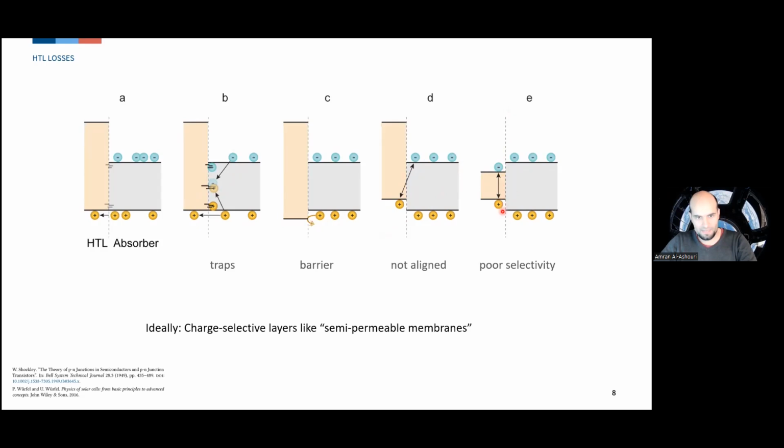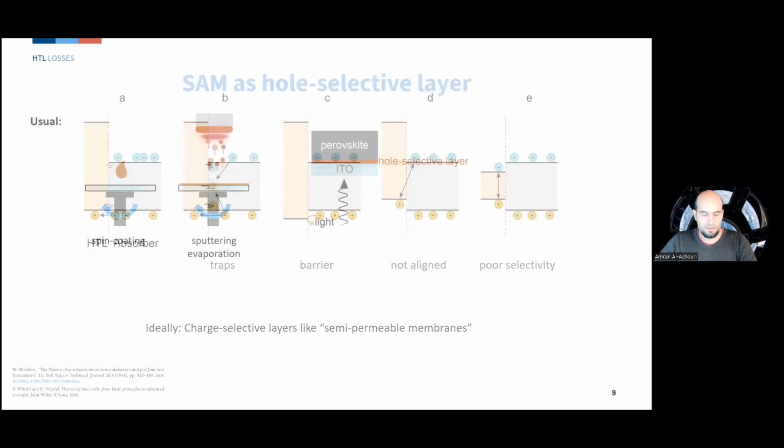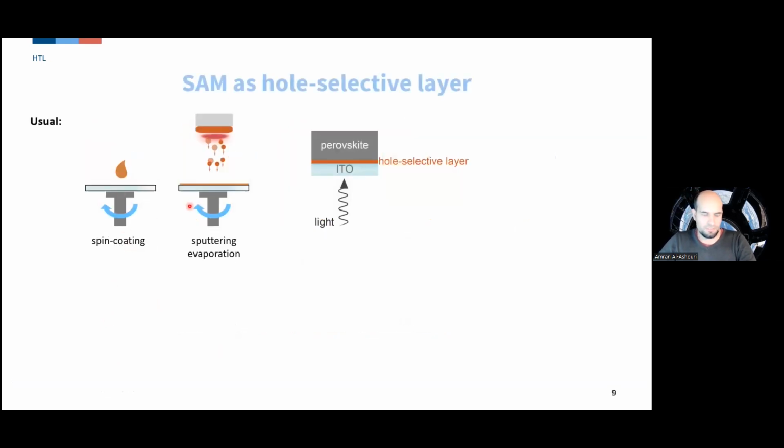Ideally, you have charge selective layers that act as semi-permeable membranes. This term was coined also by Shockley earlier, but also by Würfel. So only let through one. And this can be done in multiple ways, right? So energetics is one thing, just putting in barriers. Or you can also do it by conductivity asymmetry. So this is what doping is for, or some intrinsic molecular asymmetries. And usually, hole-selective layers are processed by spin coating or sputtering, and what's often used is PTAA, which is rather expensive. And these processes all have their variations, which then introduce variation in the complete solar cell.